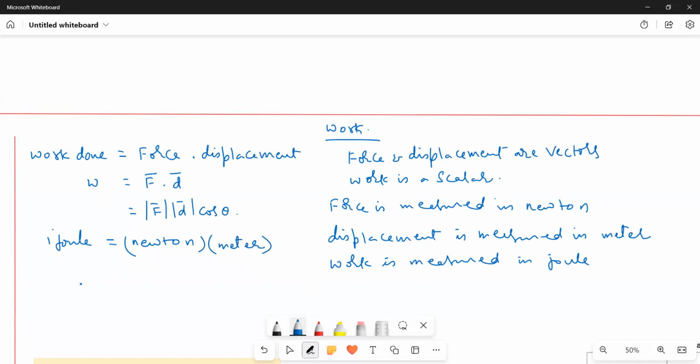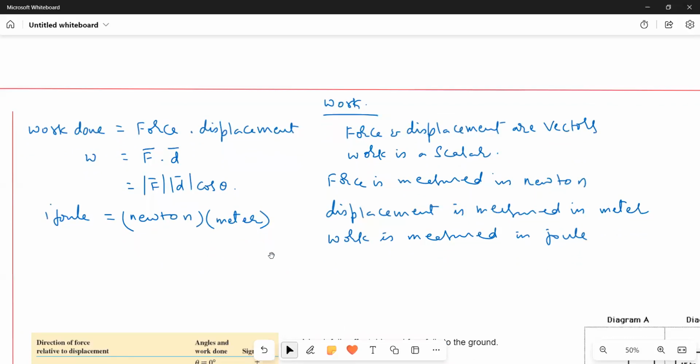Let us define the joule. When 1 newton force displaces an object through 1 meter, then we say that 1 joule of work is said to be done. Again, I repeat: if 1 newton force displaces an object through 1 meter, 1 joule of work is said to be done. Hope this helps.